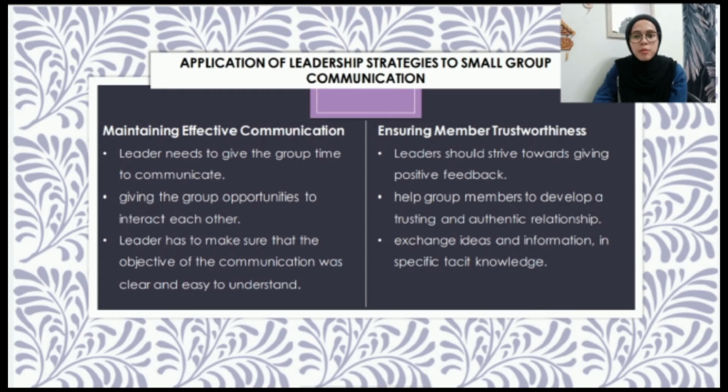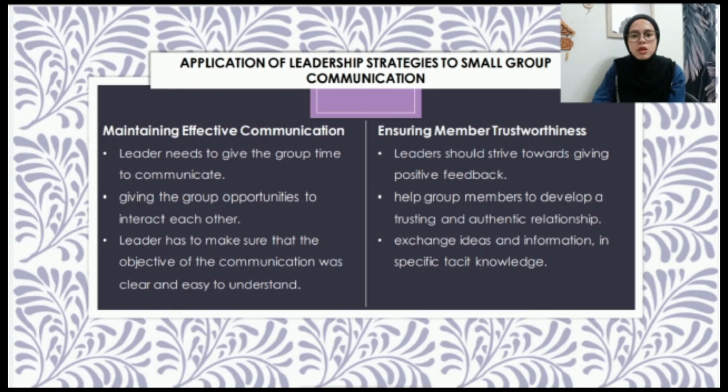effectively communicate. By giving the opportunities to interact with each other, we also gain the ability to exchange views with each other and share concerns. Furthermore, a leader has to make absolutely sure that the objective of the communication is clear and easy for a group to understand. Therefore, the provision of clear information can help maintain effective interaction in small group communication.